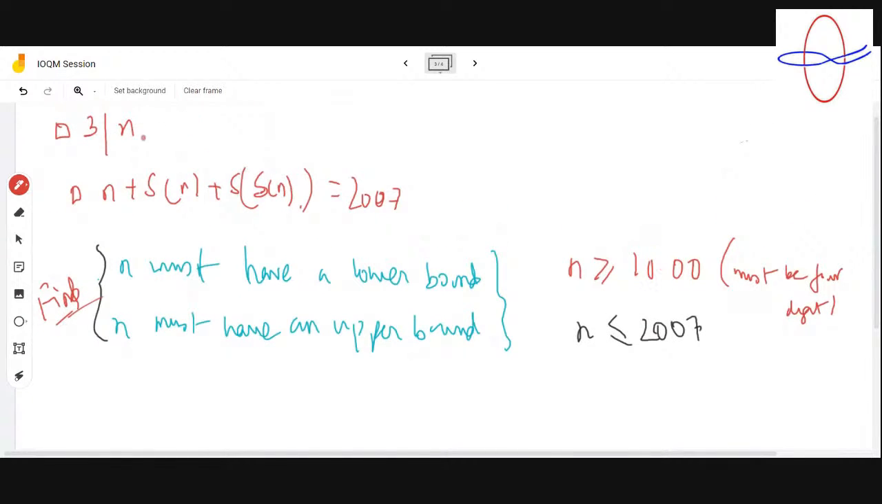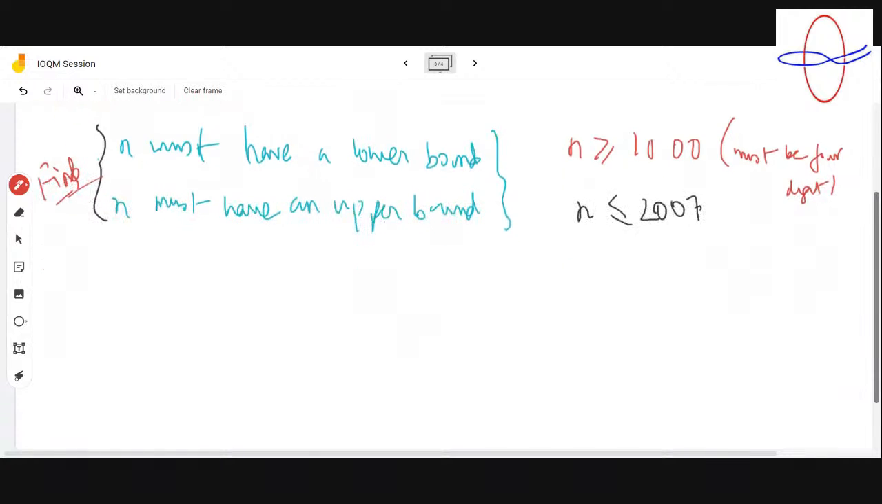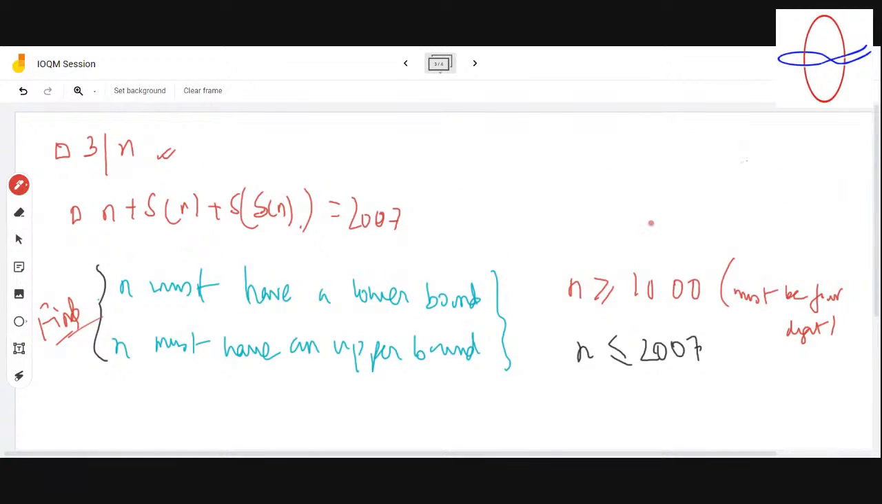Observe that n must be divisible by 3. So it's an extra condition. So observe that this upper bound will not work. Okay, so there are better upper bounds. What are the better upper bounds that are possible? Can someone give an idea on better upper bounds?